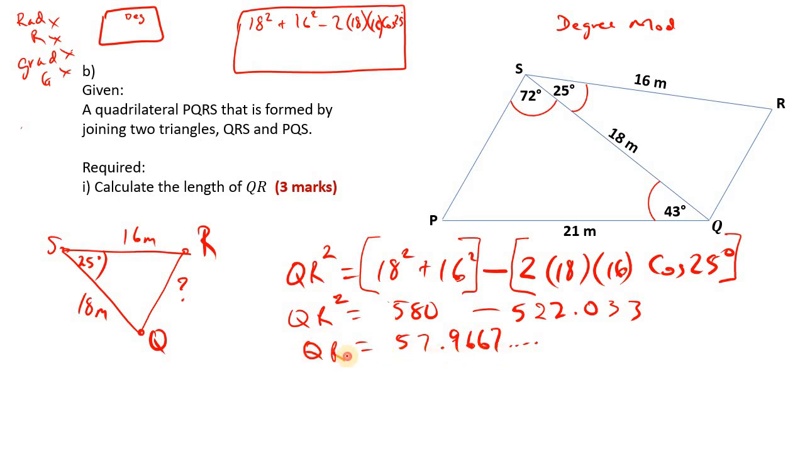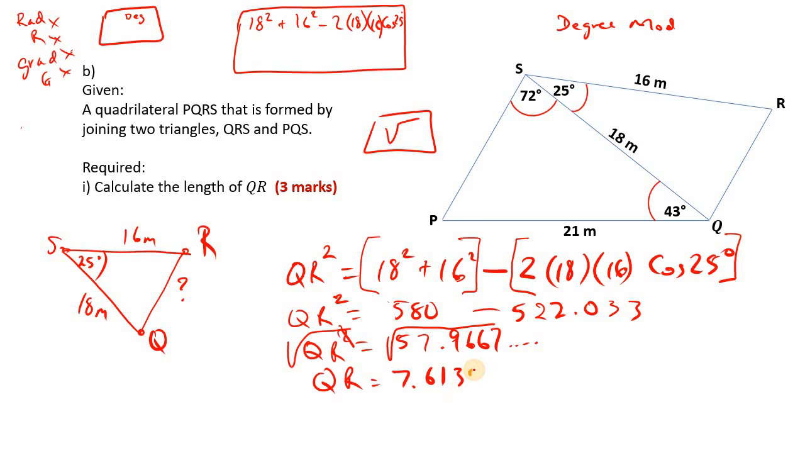And you put QR squared. Now the idea is you only want to find QR, so you square root this side and square root this side. When you square root, the square cancels the square, so you're left with just QR. You can look for the square root button in your calculator, and you put the number 57.9667, and you should get 7.6135 and so forth.